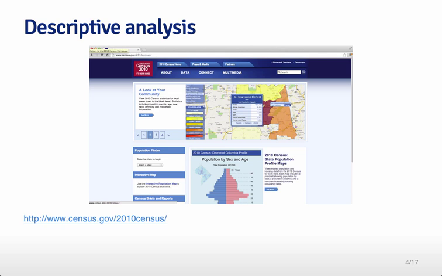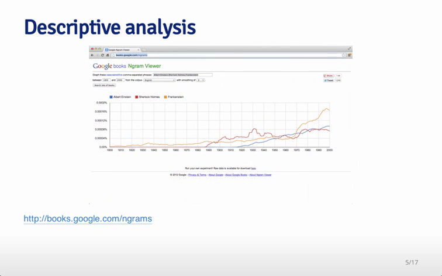So an example of a descriptive analysis is the US Census. This is a picture of the Census 2010 website where they've collected a bunch of information about people in the United States, and they're not necessarily analyzing it to try to predict something about other people or about other countries. They're just trying to describe the population.